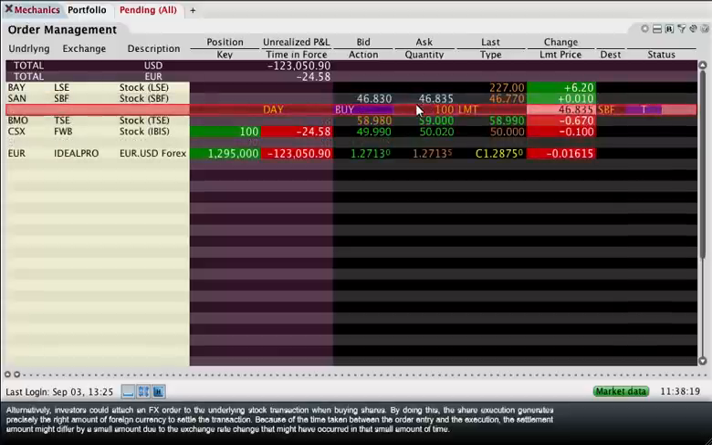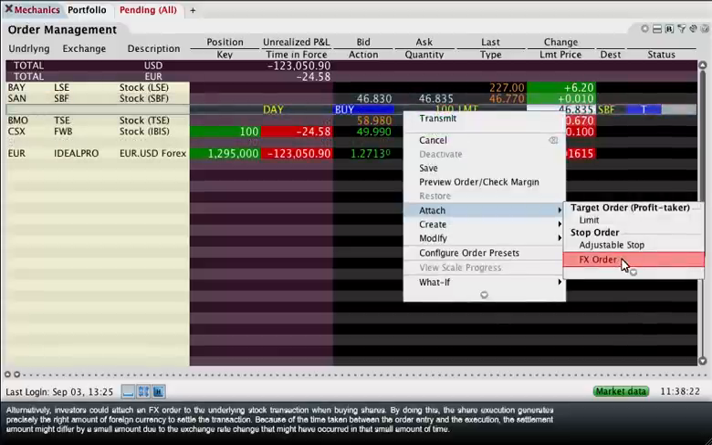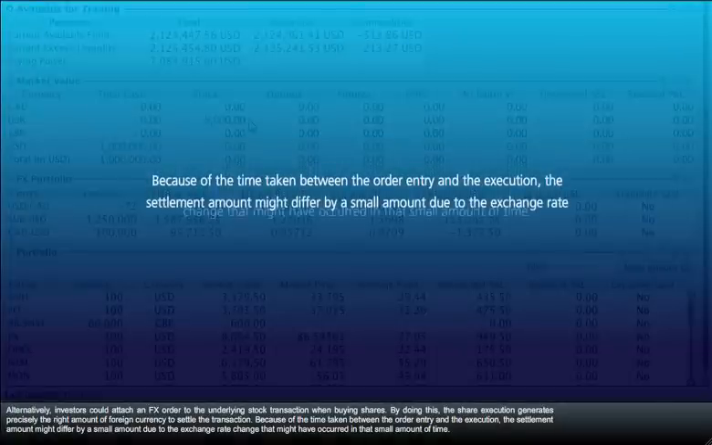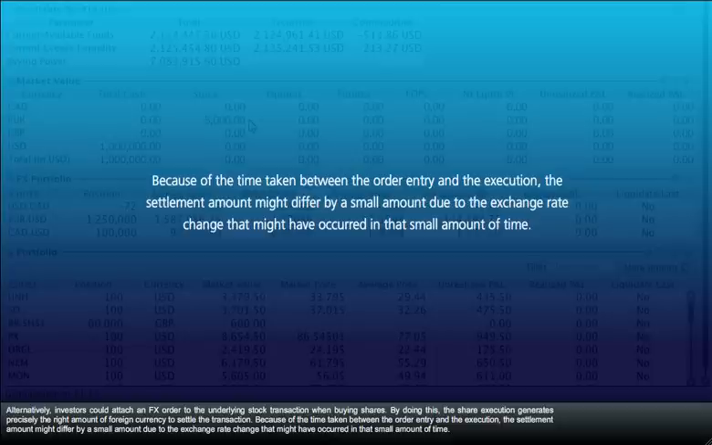Alternatively, investors could attach an FX order to the underlying stock transaction when buying shares. By doing this, the share execution generates precisely the right amount of foreign currency to settle the transaction. Because of the time taken between the order entry and the execution, the settlement amount might differ by a small amount due to the exchange rate change that might have occurred in that small amount of time.